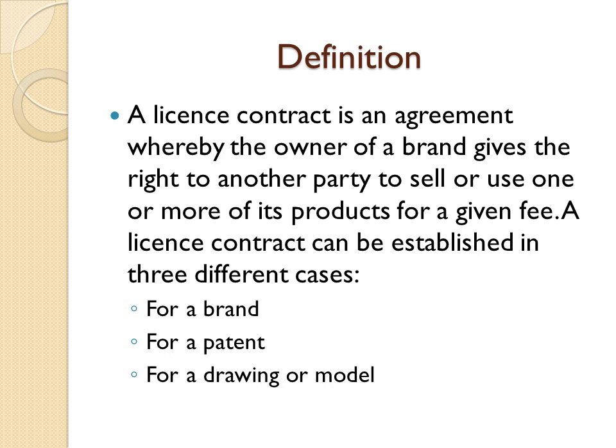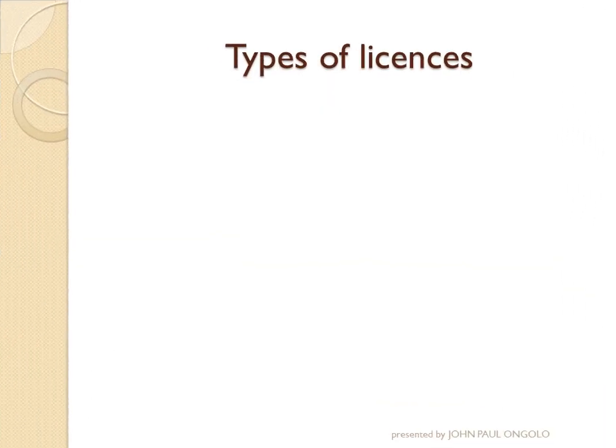The first item on our program is to look at the definition of a license contract. And as you see, generally the idea of a license contract is for a party to give an authorization to another party to sell or use one of its products for a given fee. So that license contract is that authorization. Next, we have to look at the different types of license that we may encounter.